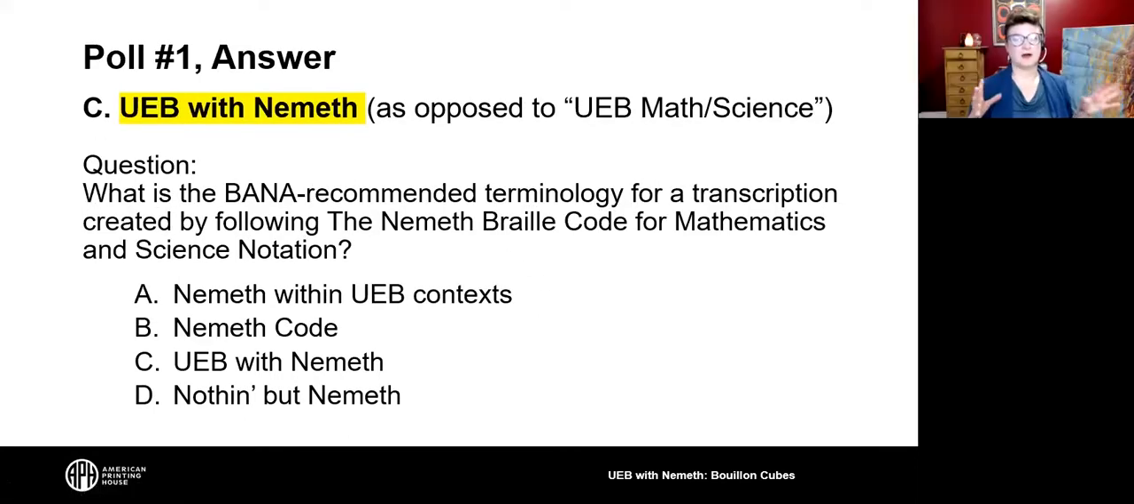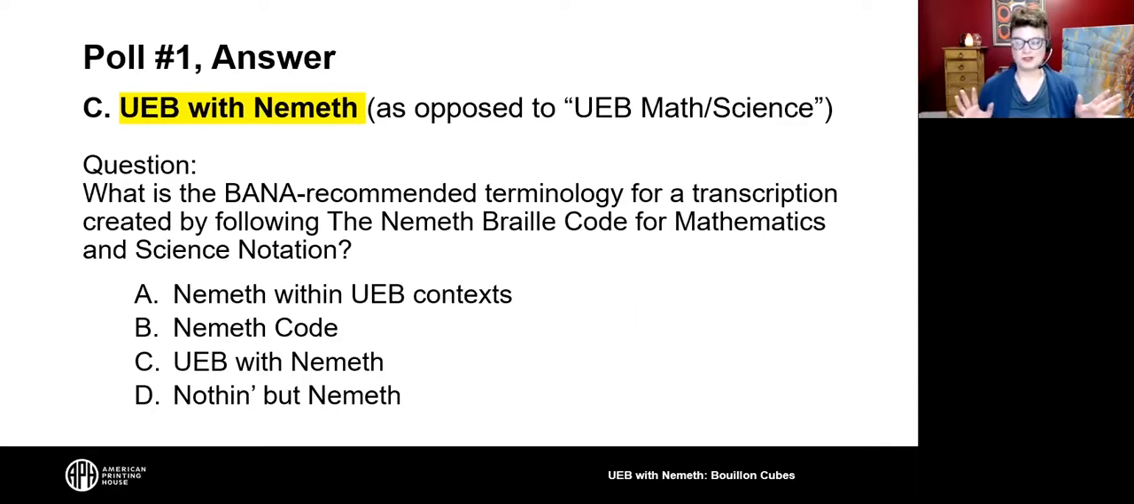The correct answer about the BANA recommended terminology is that if you were to create this transcription and name it tomorrow, you would call it UEB with Nemeth. To clarify, that answer choice A was a little tricky because the name of the currently active document, Guidance for Transcription Using Nemeth Code Within UEB Contexts, uses that phrase, Nemeth within UEB contexts. And the BANA recommended terminology, like for paperwork, for IEPs, and ordering from contracting agencies, is UEB with Nemeth.